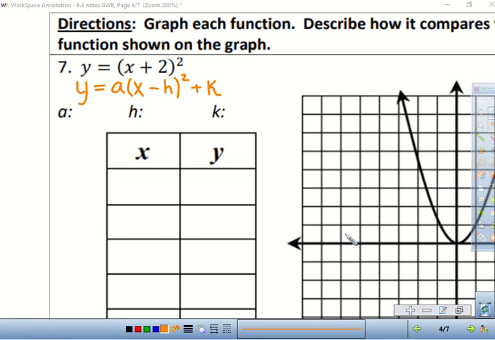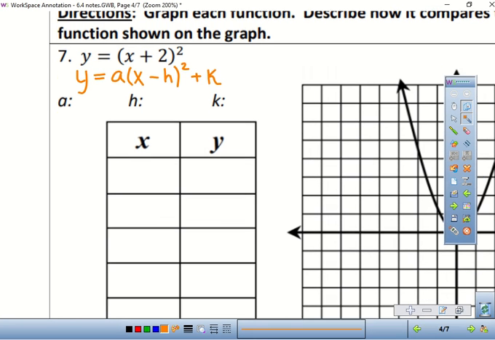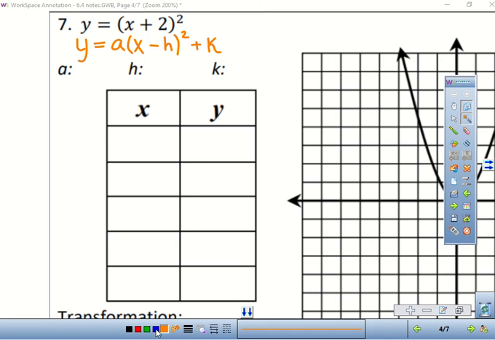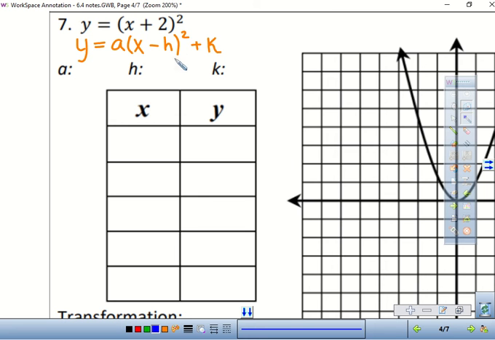All right. So, what you do first is you find the vertex. Whatever your h value is going to be the opposite in your table, okay? So, my h value looks positive. It's actually going to be a -2. That's always in the middle of your table, the h.